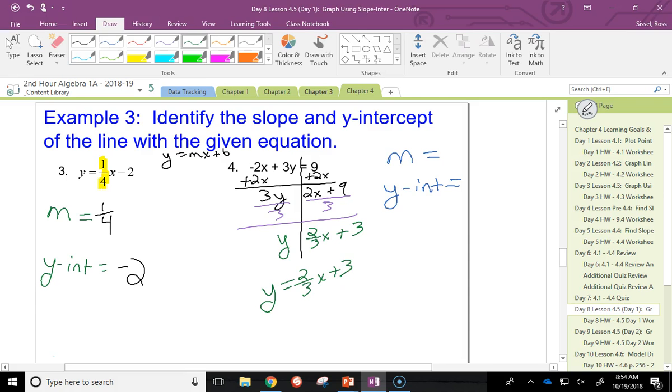What is our slope? Sean, what's our slope? 2 over 3. Good, just 2 over 3. And what is our y-intercept, Andrew? 3. Just 3.